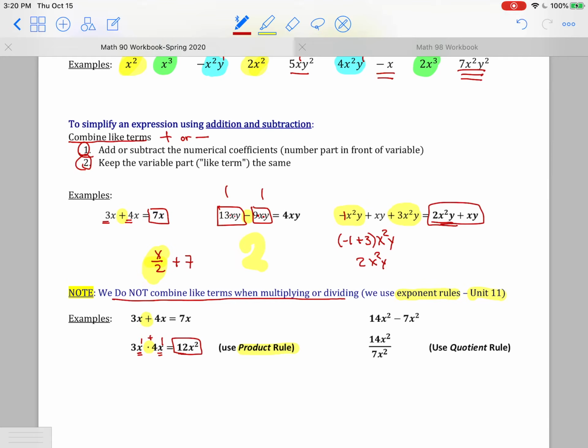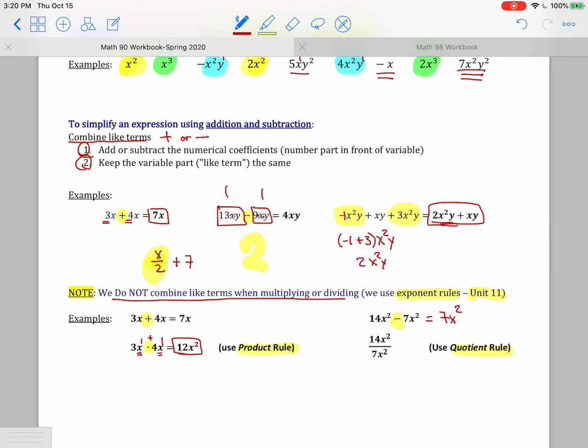With division, we use something called the quotient rule. Okay, quotient rule. So instead of up here, when we would have subtracted 14x squared minus 7x squared, well, that would give us 7x squared. It looks like that one's actually not finished here. That would be 7x squared, right? We're just figuring out how many x squareds we have.